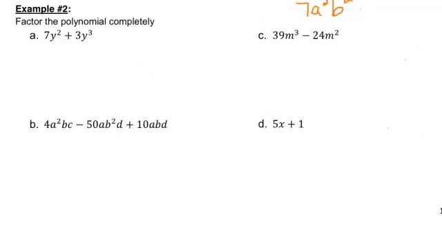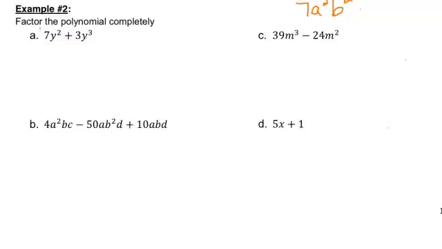Example 2, we're factoring the polynomial completely. So again, we're first finding our greatest common factor, and then we're factoring it out and writing what is left over. Again, think of factoring as dividing. What can we divide out of each of these? So let's start with the first one. I like to think of this again as division. So we're going to look at what they have in common.